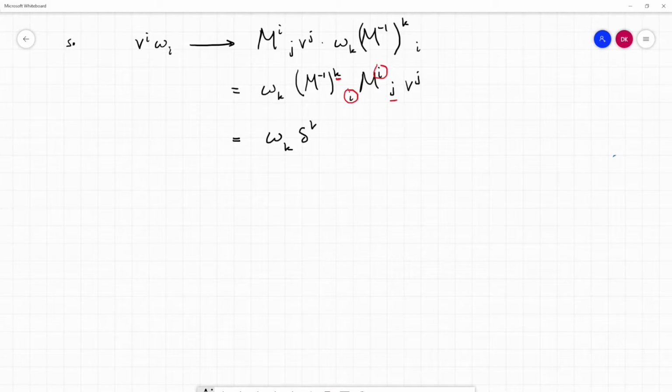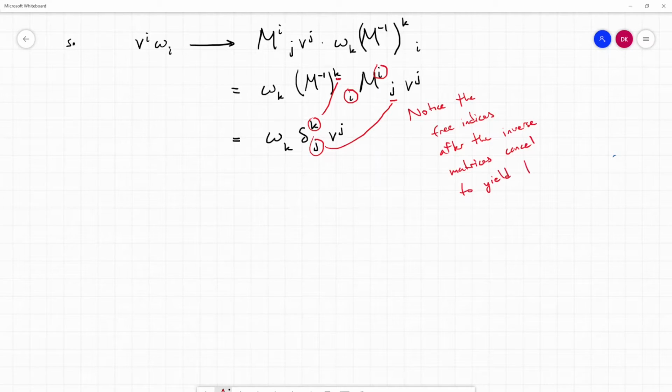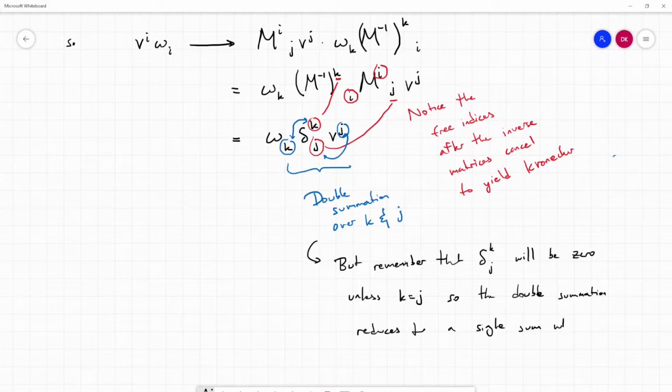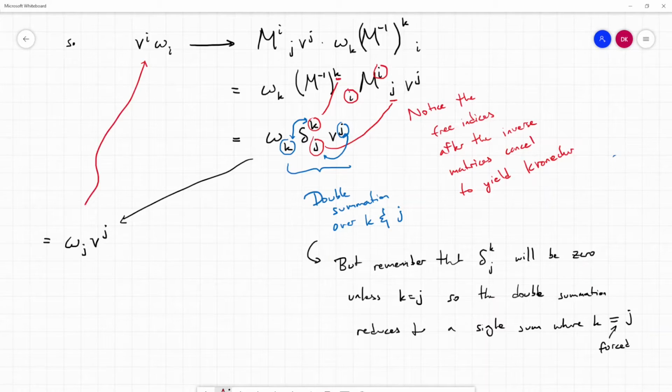If we replace M inverse times M in our component equation, notice that there are free indices k and j, so the delta components that show up are delta_kj. There's now a double summation over the index k and the index j, but remember that the delta symbol will be 0 unless k equals j, so the double summation collapses to a single sum where k equals j. This means that we end up with the product omega_j v^j with the summation over j, and this is equivalent to v^i omega_i, which is where we started.